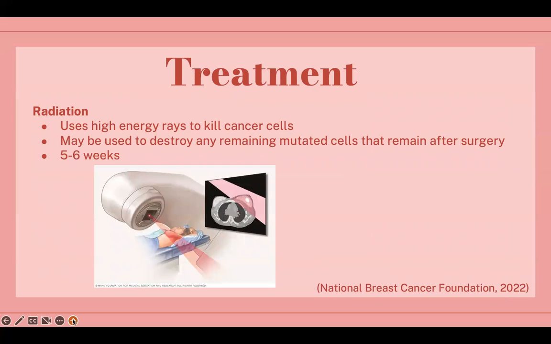Another form of treatment is radiation. Radiation uses high energy rays to kill cancer cells. It can also be used to destroy any remaining mutated cells that remain after surgery. Whenever my mom had a lumpectomy, right after that, she began radiation. And so typical radiation therapy is about 5 to 6 weeks.